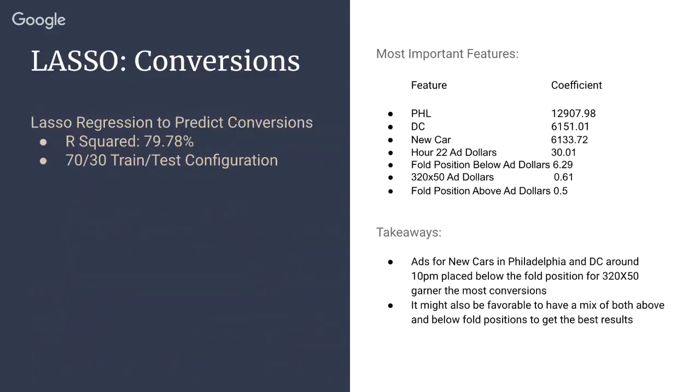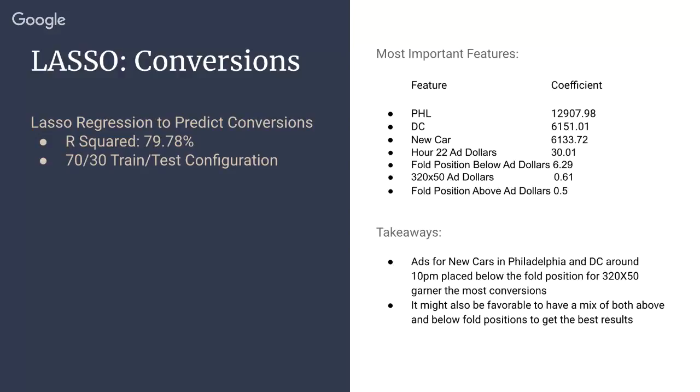For conversions, we saw that the key factors were the cities, the model campaign in terms of the new car, and also reiterating the fact that we noticed in the previous clicks model, the hour 22 ad spend. The fold position below and above seem to contribute, though not equally, in the success of this conversion rate.